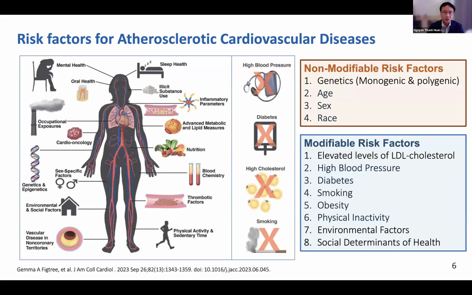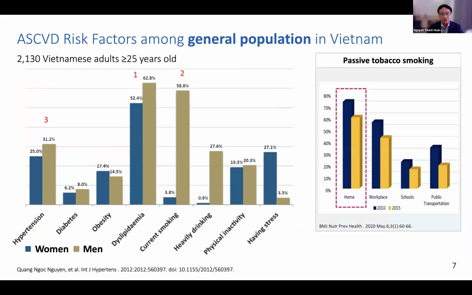So, what are the risk factors for atherosclerotic cardiovascular diseases? You can see here many risk factors, and they can be classified into non-modifiable, for example genetics, age, sex, and race, and modifiable risk factors, for instance elevated LDL cholesterol, hypertension, diabetes, smoking, obesity, physical inactivity, environmental factors, as well as social determinants of health. This study included more than 2,000 Vietnamese people in the general population. You can see here that dyslipidemia was the most prevalent ASCVD risk factor, followed by hypertension, smoking, diabetes, obesity, drinking, physical inactivity, and stress.